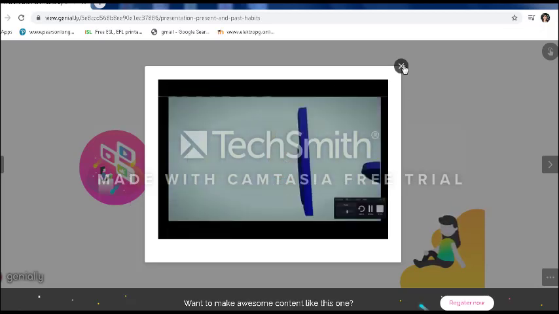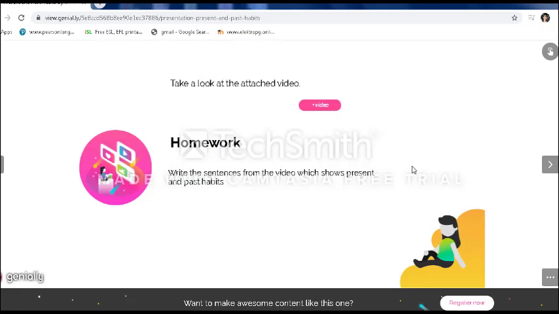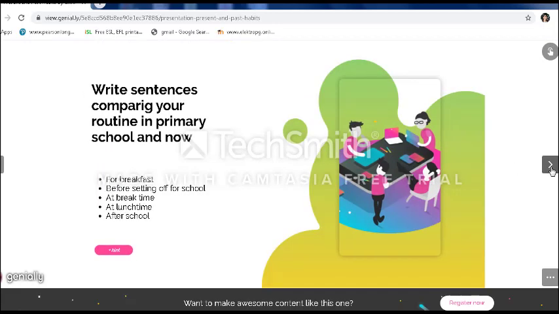Okay, now that we have heard about Max's past habits, I want you to write some sentences comparing your routine in primary school and now. So, what has changed? In primary school for breakfast, let's say, what would you have? Before setting off for school, what would you do? At the break time and lunchtime, after school, and here I put some hints for you.